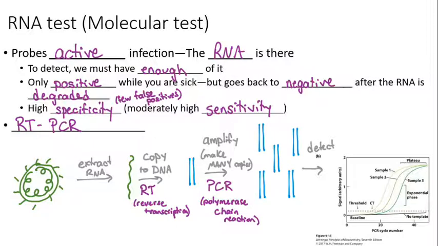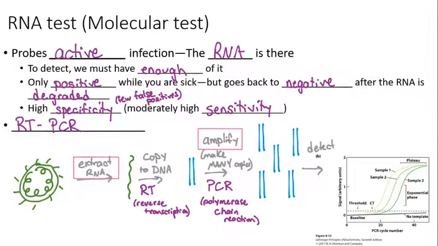So there are different versions of the RNA test, of this molecular test, and they differ mostly at these 2 points, the extraction and amplification steps. The extraction step, there are methods that can do this more rapidly.